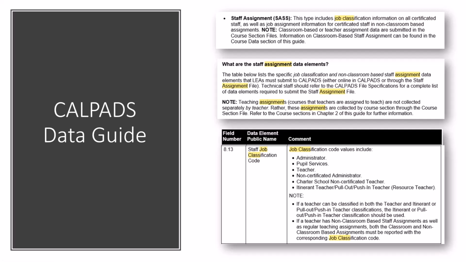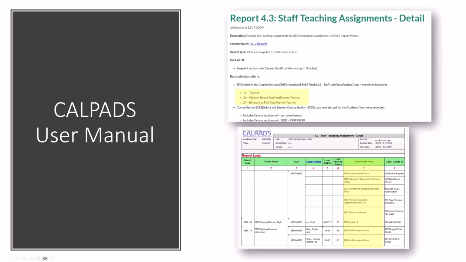There is no direct answer, so you have to infer using the information available. Now you can see I searched for assignment, and again in this note, teaching assignments are courses that our teachers are assigned to teach. So you can see that the SEIDs attached to the course are teaching assignments, and then I searched for job classification again. You can see that they're listed here. You can see teacher, charter school non-certificated teacher, and itinerant teacher. All right, so this kind of helps you along the way.